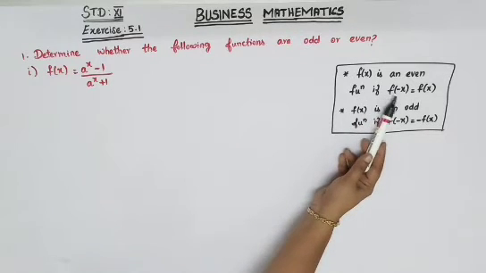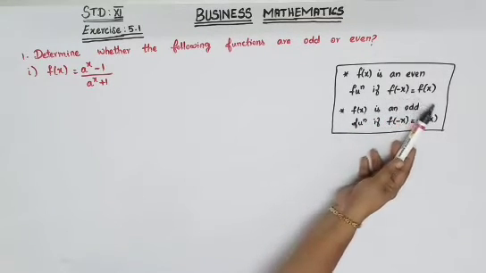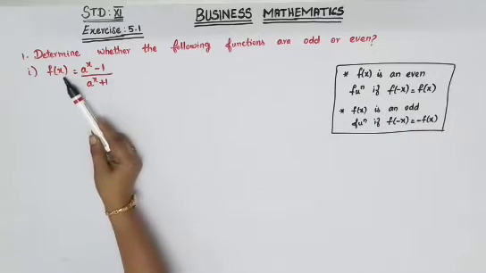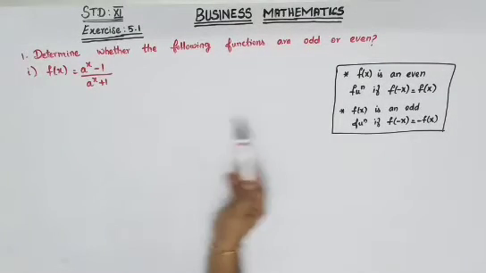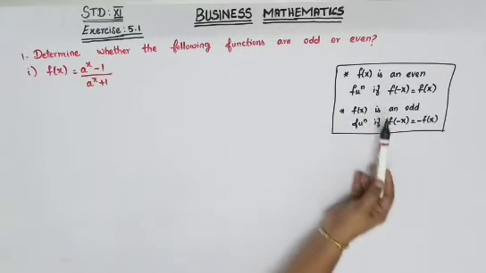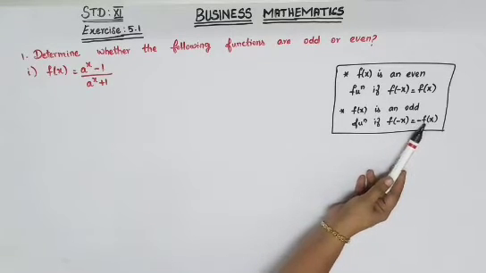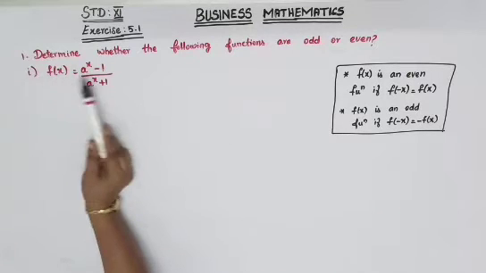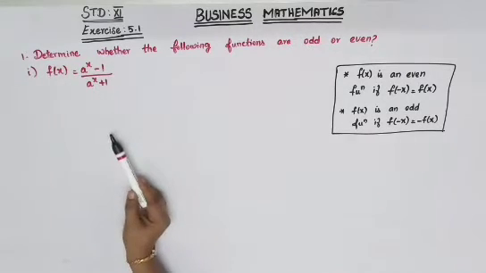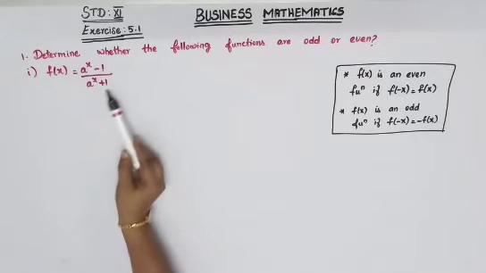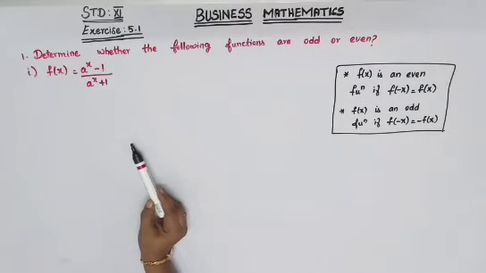f of x is an even function means f of minus x should be equal to f of x. Wherever x is there in your question, you will have to give minus x and see that your question is replaced back in your answer. If you get your question again in your answer, then it is an even function. For an odd function, f of minus x is equal to minus f of x. That is, put minus x and solve this. After solving, you will have to get minus your question again. If you get that, then it is called an odd function. So we'll proceed.